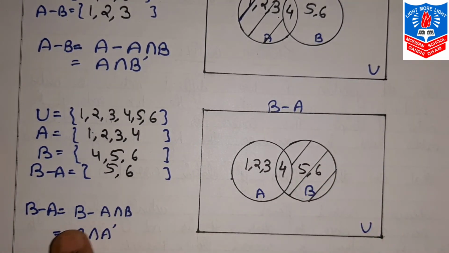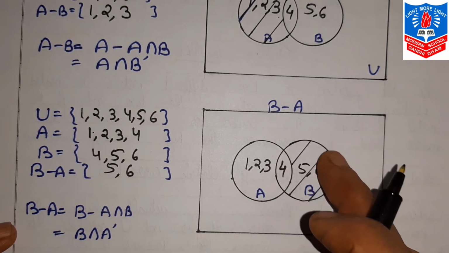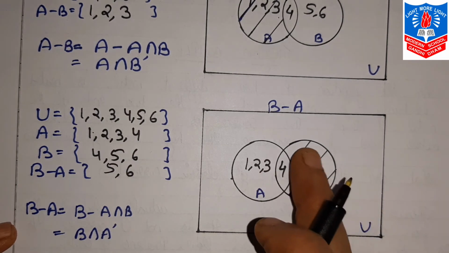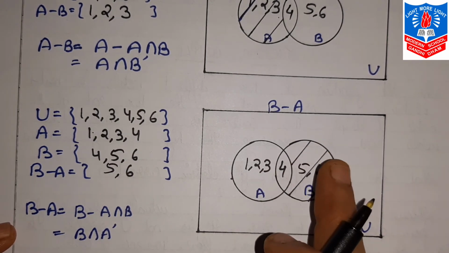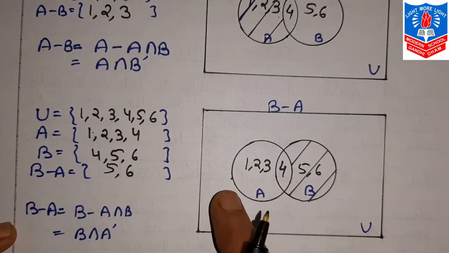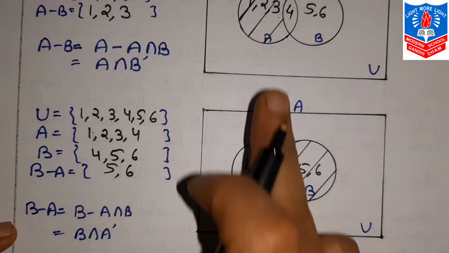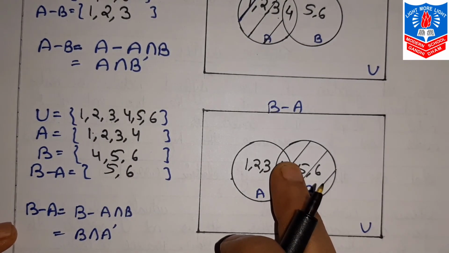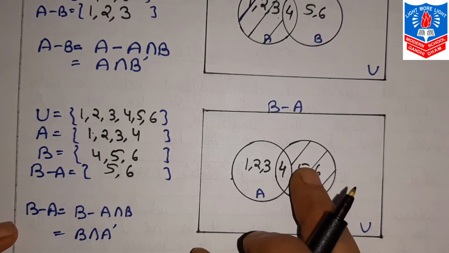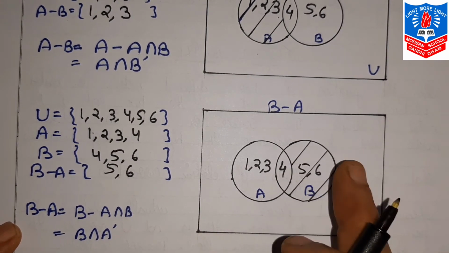Now here the formula for this difference event of B, B dash A, is B intersection A dash. How do we find it? From this total B we subtract A intersection B, we get the elements which are only in B. This is known as the difference event of B. Normally in boards, they ask either A dash B or B dash A whenever such terms are there. So very, very, very important.